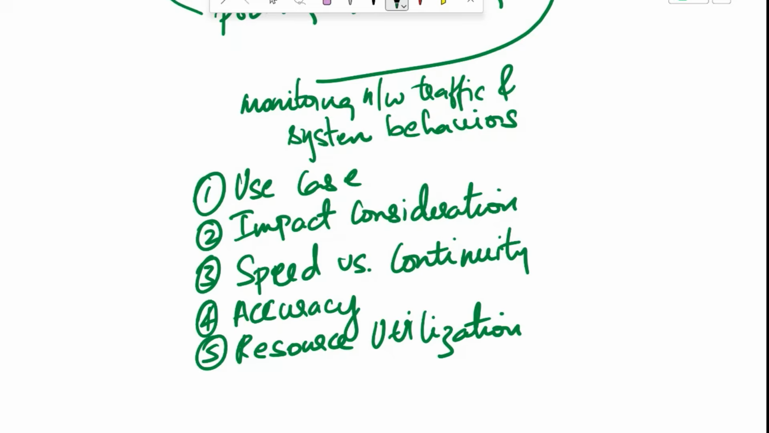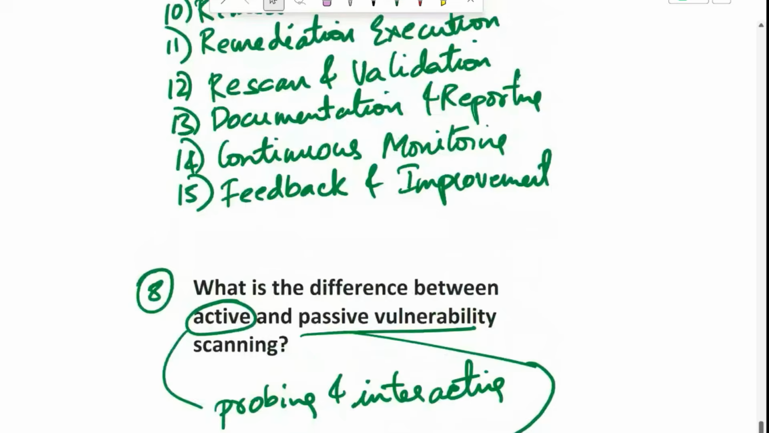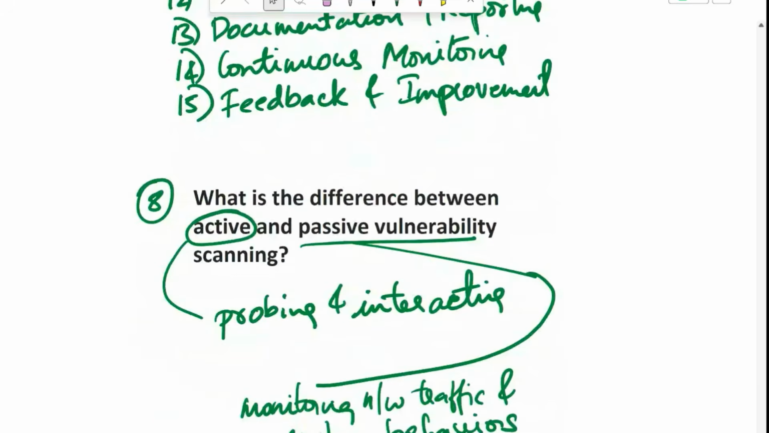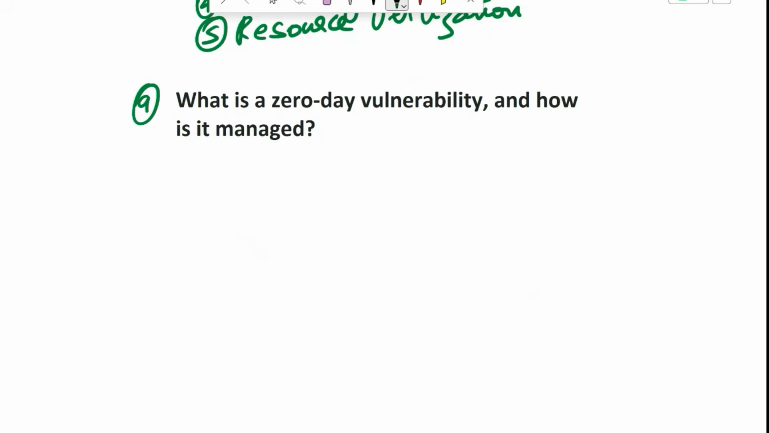So, in practice, organizations often use a combination of active and passive scanning to achieve a comprehensive view of their security posture. Active scanning is employed for periodic assessments, while passive scanning provides continuous monitoring for emerging threats and vulnerabilities. Let's move on to the next question. What is a zero-day vulnerability and how is it managed?